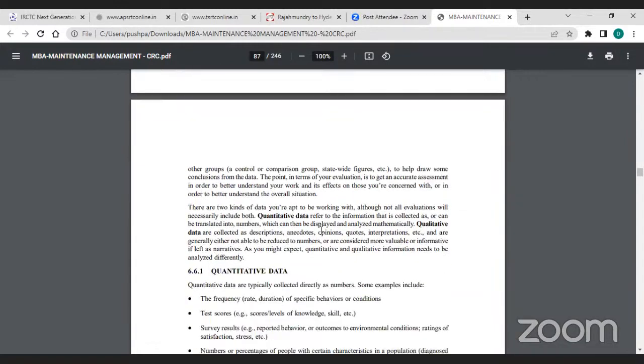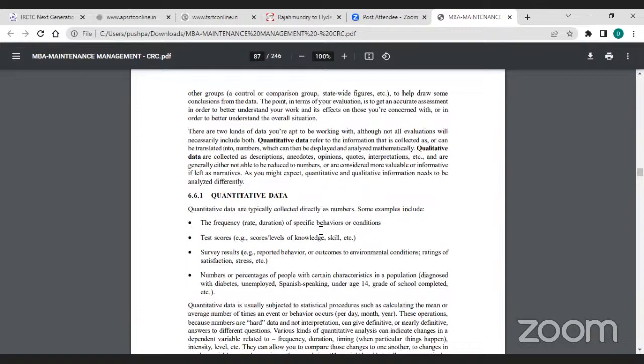So here we have two types of data. Whenever we are collecting data, we have two types: quantitative data and qualitative data. So what is quantitative data? It is data which can be expressed or displayed in number form. Whatever data we collect in numeric form, or which can be presented in numeric form and analyzed mathematically, giving us information in the form of numbers, is called quantitative data.